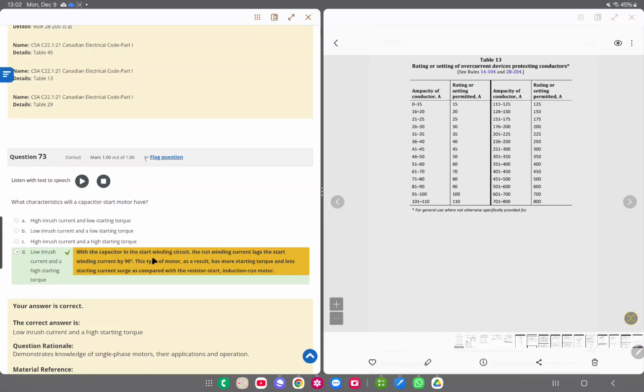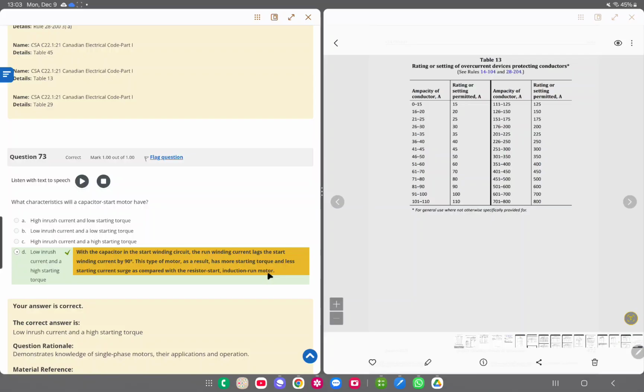So with the capacitor in the start winding circuit, the run winding current lags the start winding current by 90 degrees. This type of motor, as a result, has more starting torque and less starting current surge as compared with the resistor start induction run motor. Resistor start induction run.